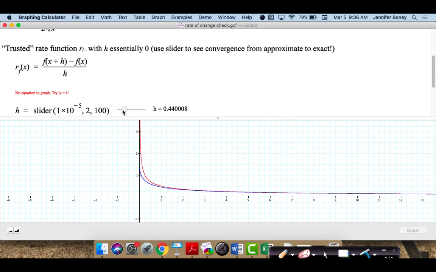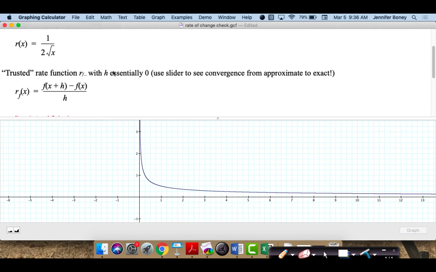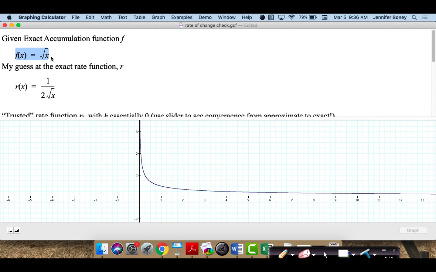If H is extremely small, the red and the blue seem to be overlying one another. So that's a good sign. I mean, it doesn't prove that you're correct, but it's a pretty good sign that you're correct. Now, it doesn't have to be this function in particular.